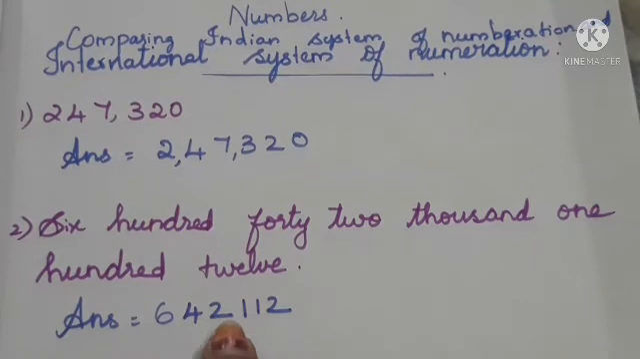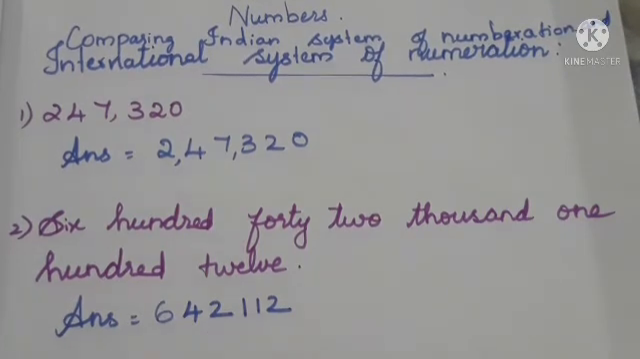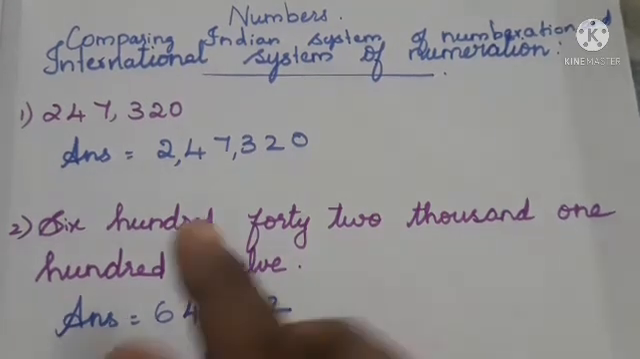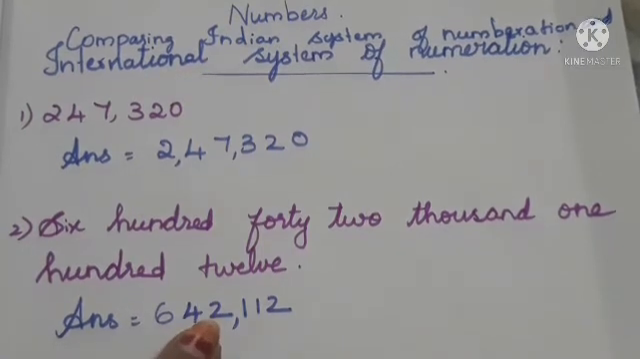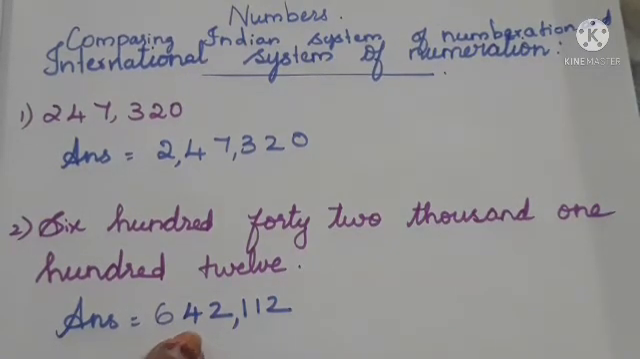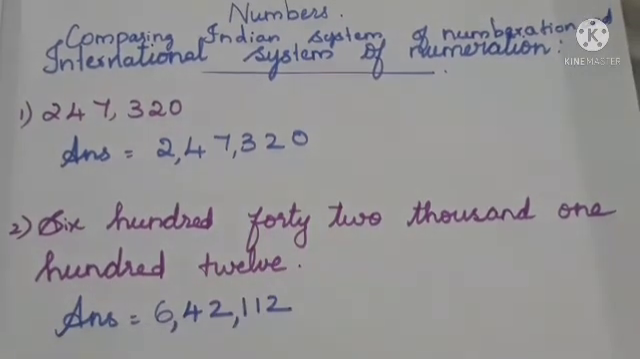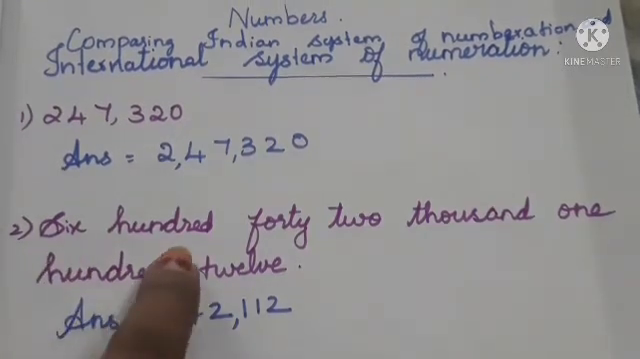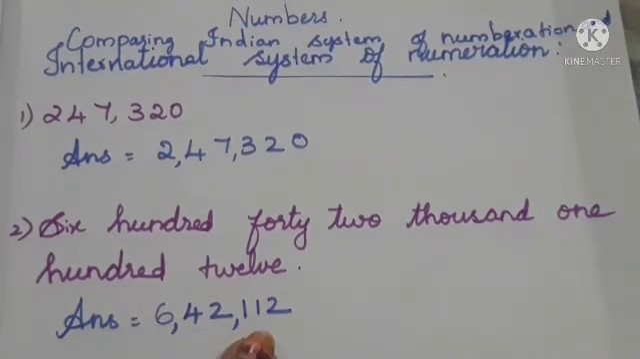Now we can change this number into the Indian system by placing the comma in the proper place. This is ones, tens, 100. So after 100 we have to place a comma. Then 1000, 10,000, 2,000 and 10,000 we have, so after the 10,000 we have to place the comma. Now 6 lakh is there, isn't it, ma? But in the international system this is 600 thousand. When you read it in the Indian system, it is 6,42,112. 6,42,112. Have you understood this?